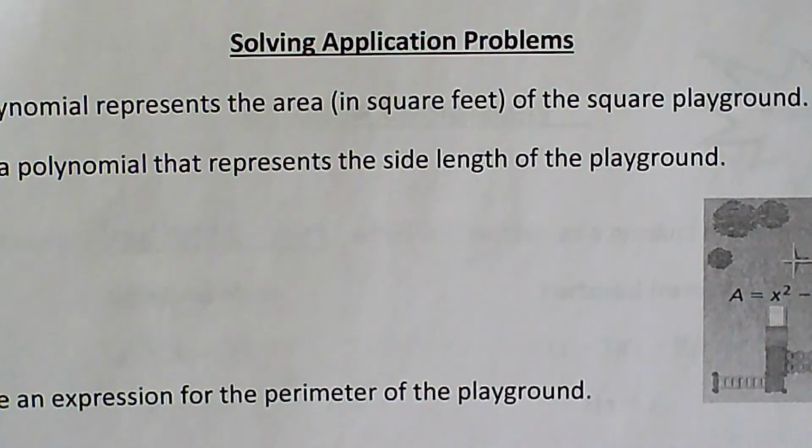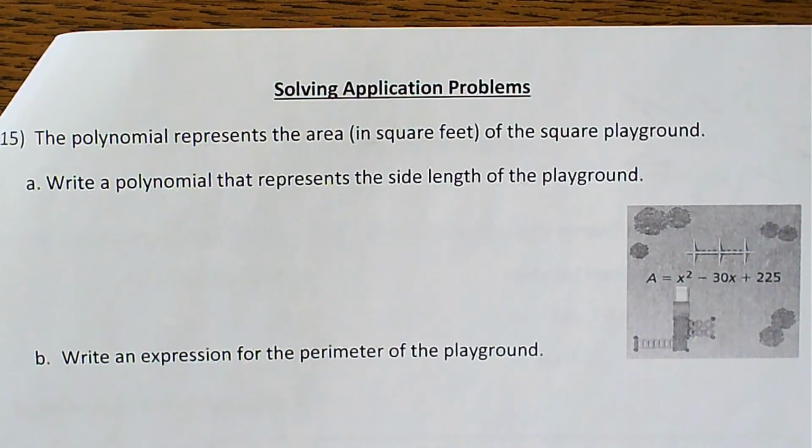Let's answer this application problem. I feel like these are the problems that are kind of giving y'all issues. So this says polynomial represents the area in square feet of a square playground. Now right away it says it's a square, so what does that tell you about the two sides? Or all the sides? They're equal, right? So the two dimensions, the length and the width, should be the same. So we should just expect that to happen. So as we solve this out, we're going to see if that actually works.